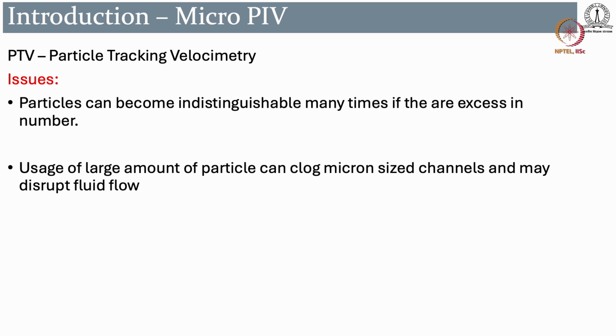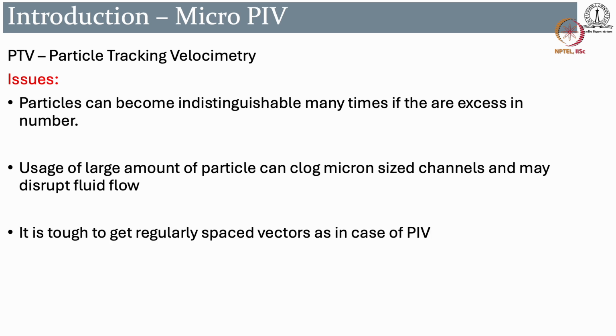If you are using a large amount of particles compared to the width, or basically the volume of your microchannel, it can clog it, and that can definitely disrupt fluid flow. If it clogs your inlet or outlet, there can be high levels of pressure drops, which can cause a lot of fluctuation inside your microchannel. So it's very important to keep this in mind with PTV.